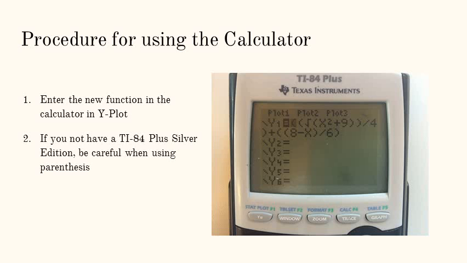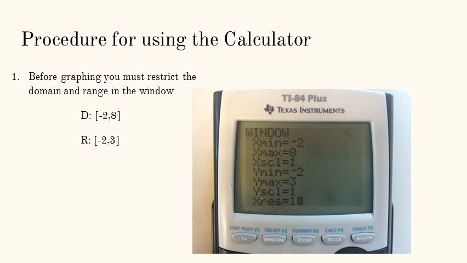To do so, we are going to use the calculator to find our answer. Enter the new function in the calculator in the Y plot. If you do not have a TI-84 Plus Silver Edition, be careful when using parentheses. Before graphing, we must restrict our window by pressing the window button on the calculator. For our X minimum value, we know that time cannot be negative, but you also want to still be able to see your Y-axis, so we're going to use the numerical value -2.